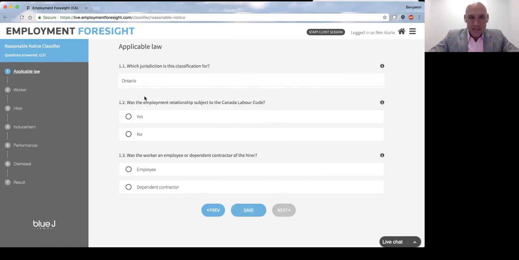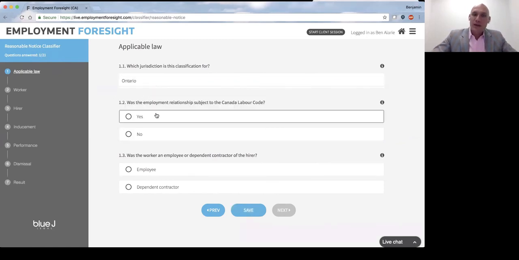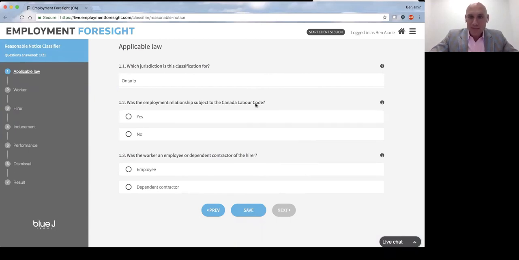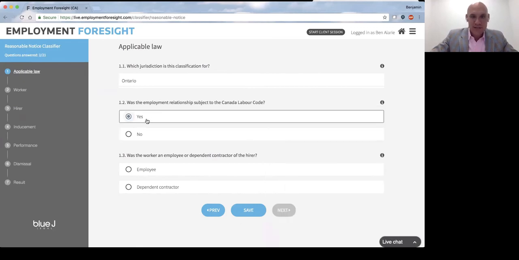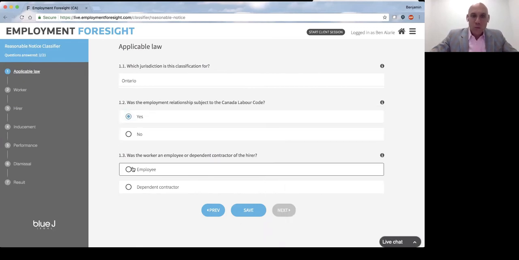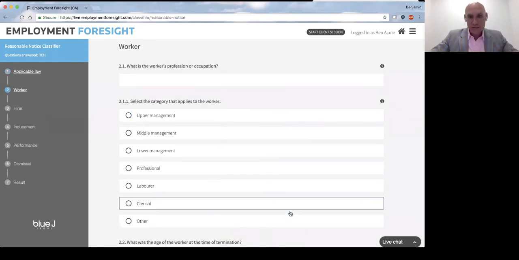So I'm going to pick Ontario. It turns out that Laura's employment at Big Bank is subject to the Canada Labour Code. One way to know that is to hover over this tooltip, and it explains that the Canada Labour Code applies to certain kinds of businesses or industries, including banks. So the very first one is banks. So I can confidently say, yes, it's subject to the Canada Labour Code. Was the worker an employee or dependent contractor of the hirer? So she was an employed lawyer, clearly an employee. So I can click next here.